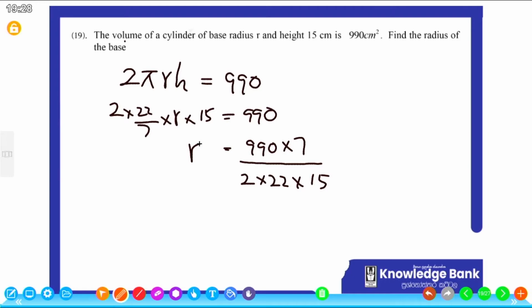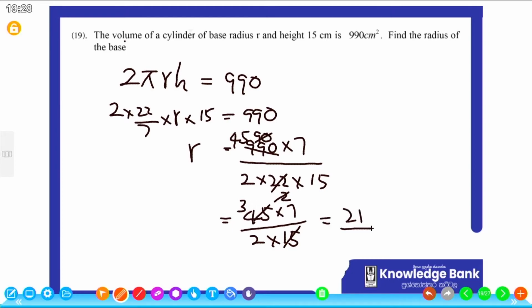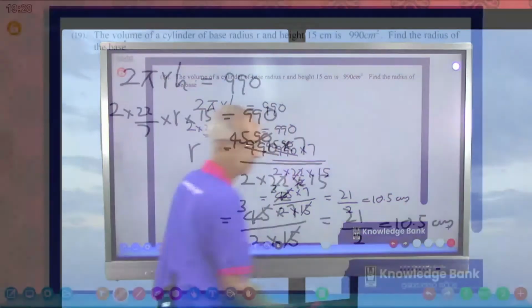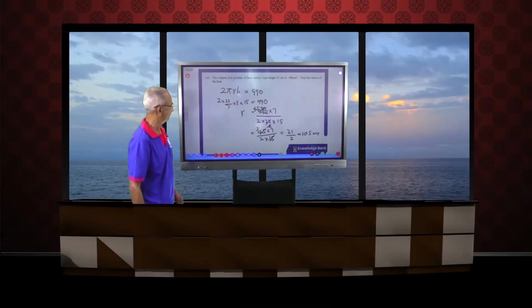Then I will divide this by 11 times 2, 11 times 90. Then 2 times 45. Then I will write the remaining parts again. 45 into 7. This divide by 2 into 15. 15 times 1, 15 times 3. Then 3 into 7 is 21. 21 divided by 2 is 10.5 centimeters. That's the radius of the cylinder.